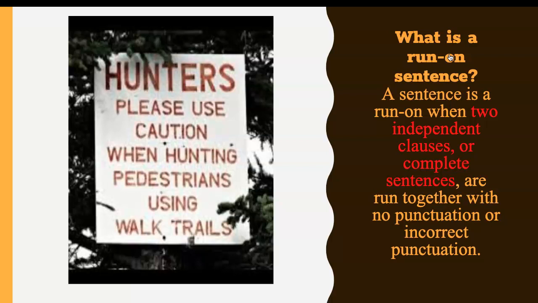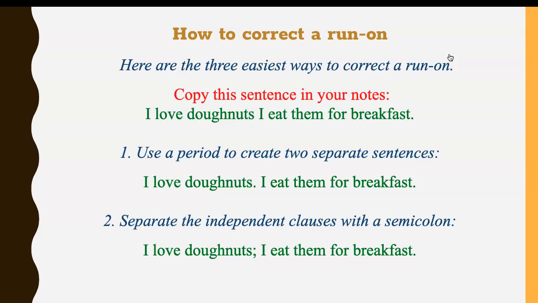And instead, let's just fix it. Let's make this run-on sentence two separate sentences, or just fix it so it's not a run-on sentence, so your message is super duper clear. Okay, so how do we fix that? Well, let's say we have this run-on sentence: I love donuts, I eat them for breakfast. Fantastic run-on sentence though. Well, there's three ways to fix it.